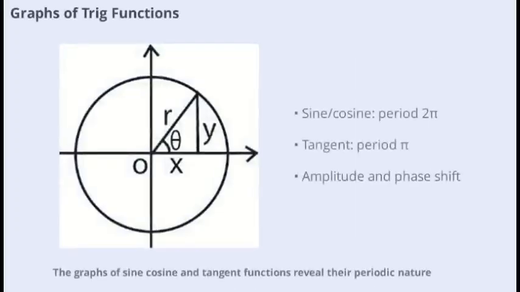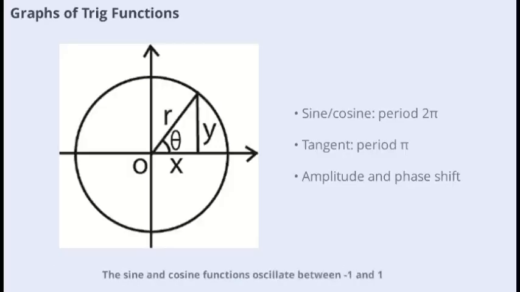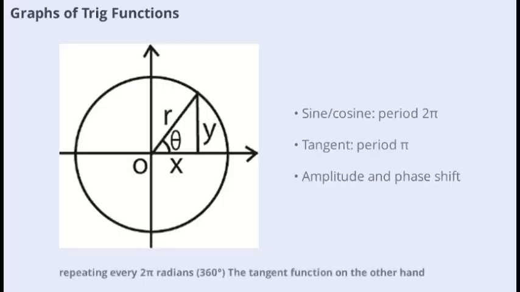Graphs of sine, cosine, and tangent functions reveal their periodic nature. The sine and cosine functions oscillate between -1 and 1, repeating every 2 pi radians, 360 degrees. The tangent function, on the other hand, has a period of pi, 180 degrees, and can take any real value. Understanding these graphs helps in visualizing solutions and predicting the behavior of trigonometric functions.